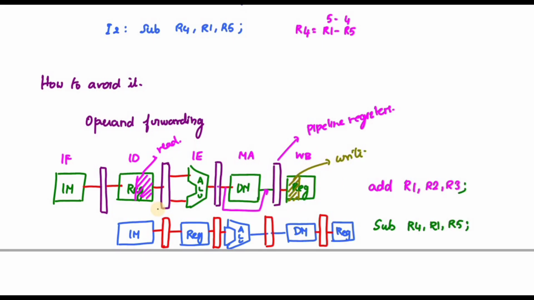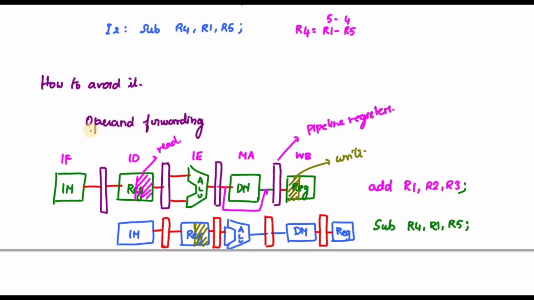If I start from here, this data will be available during this stage. During this stage, the subtraction operation will be performed, and during this stage itself, it will read the data from R1 and R5. But instruction 1 will be over only during this cycle.